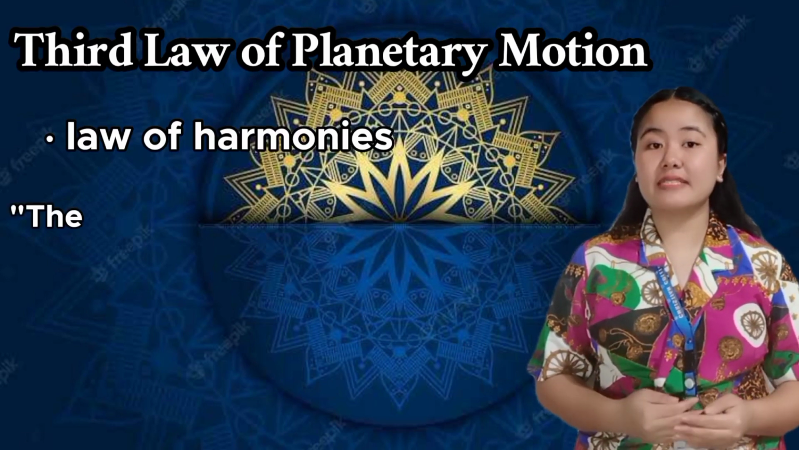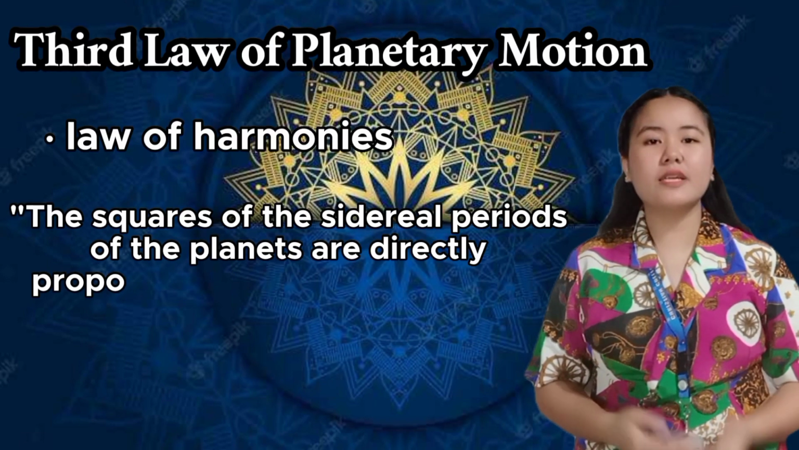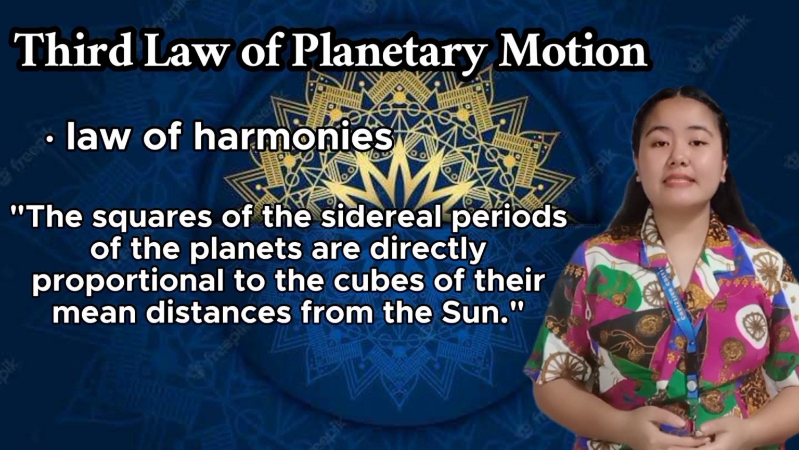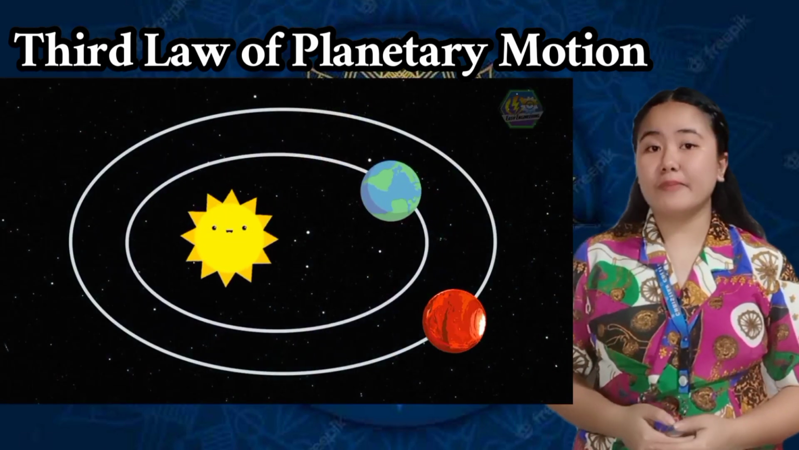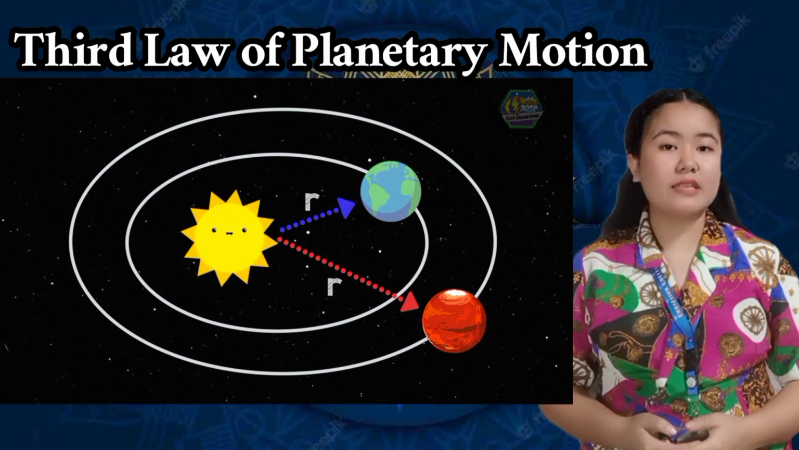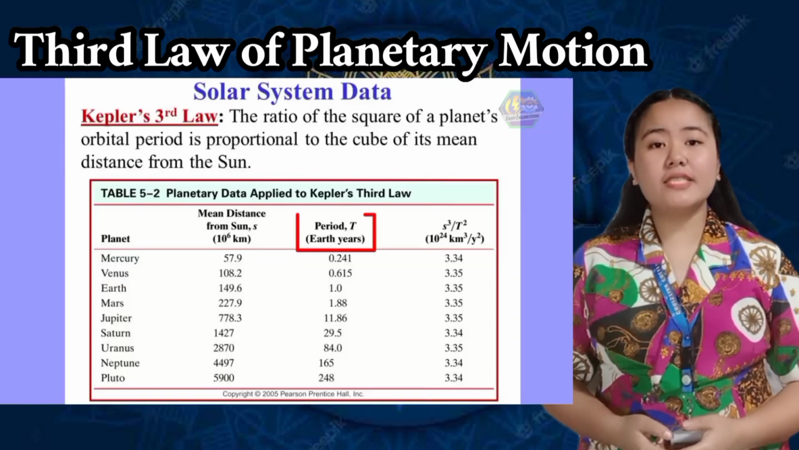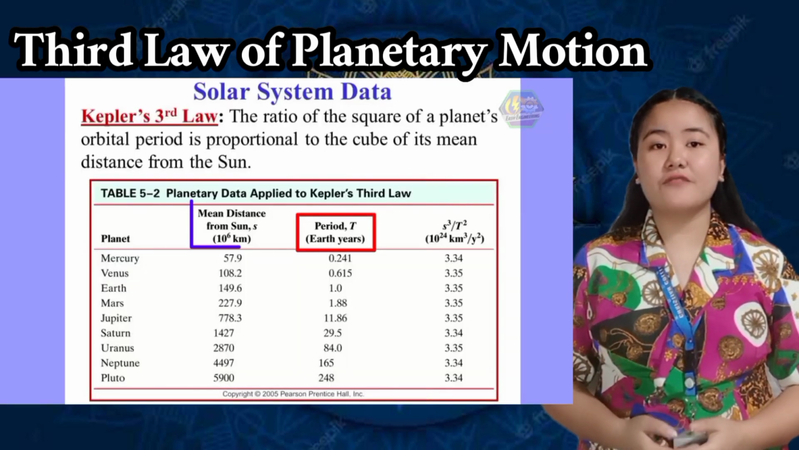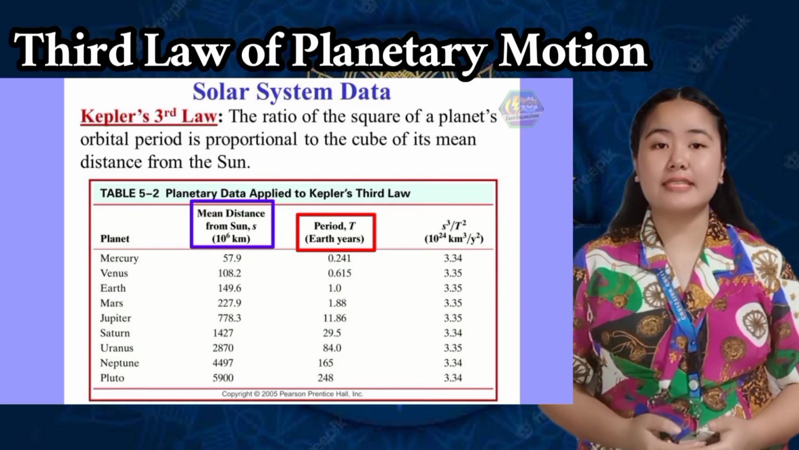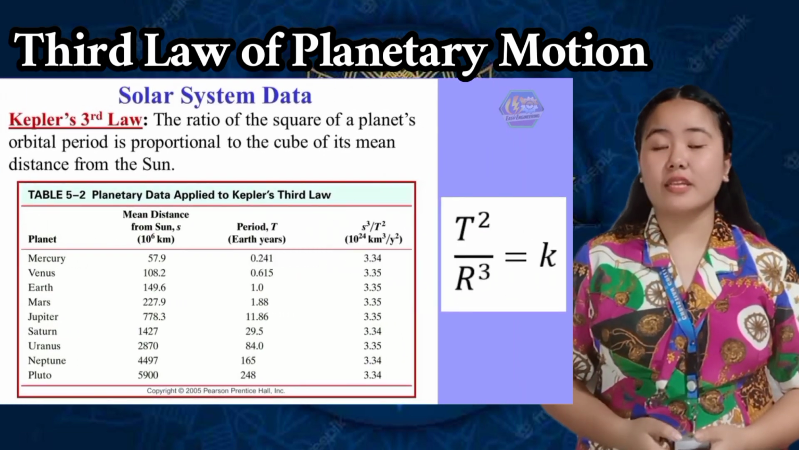Lastly, Kepler's third law of planetary motion, sometimes referred to as the law of harmonies, is stated as: the squares of the sidereal periods of the planets are directly proportional to the cubes of their mean distances from the Sun. It compares the orbital period and radius of orbit of a planet to those of other planets. The comparison being made is that the ratio of the squares of the periods to the cubes of their average distances from the Sun is the same for every one of the planets.